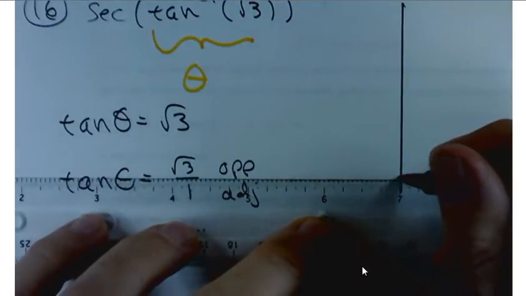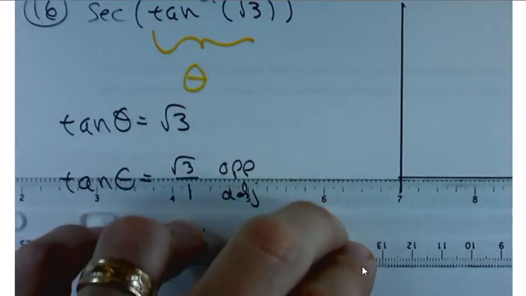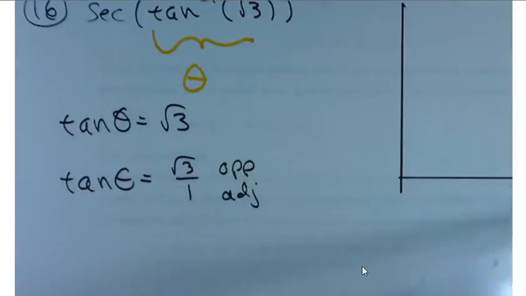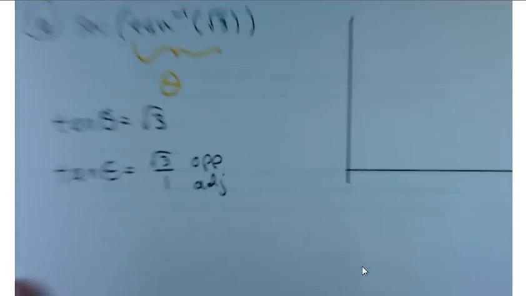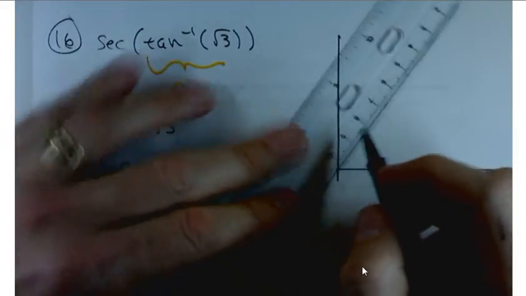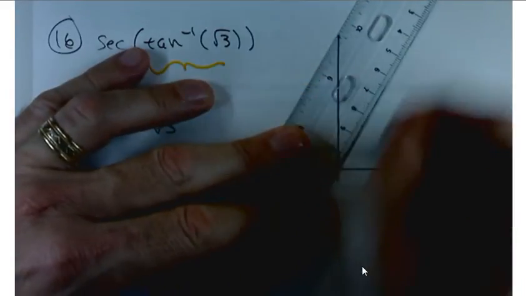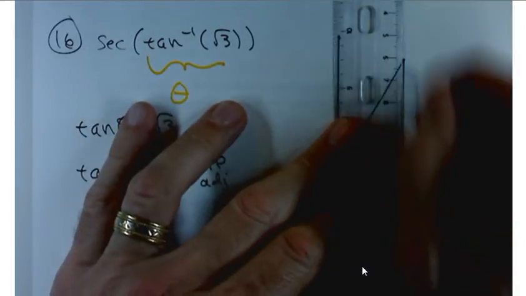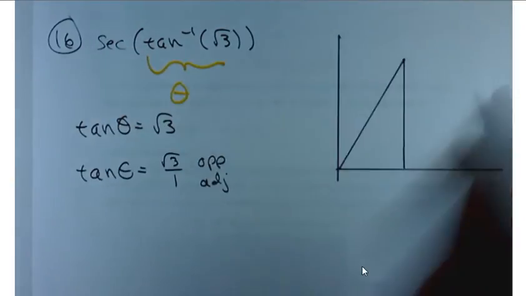Well, let's think about where tangent is positive. Remember, all students take calculus, so it has to be quadrants 1 or 3. We're never going to draw these things in the third quadrant. So tangent is square root of 3 over 1. Let's just throw in a triangle here. Don't worry about drawing it to scale too much. I'm not going to take off points for scale.